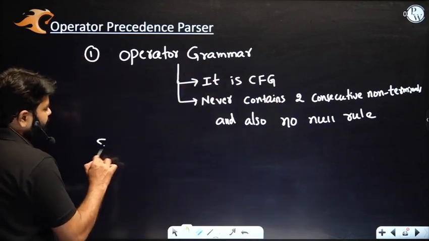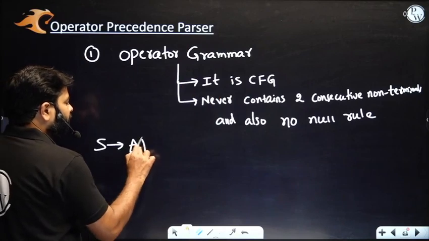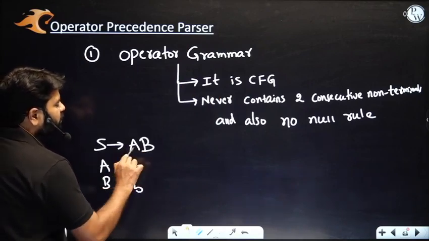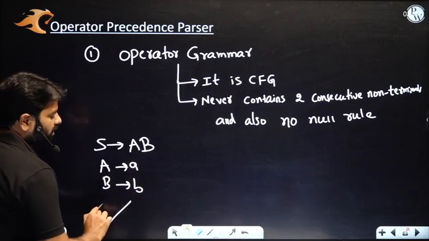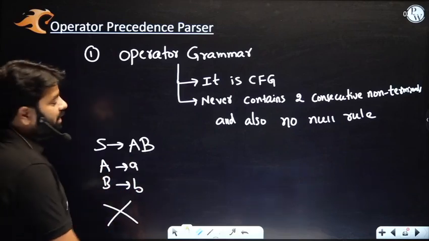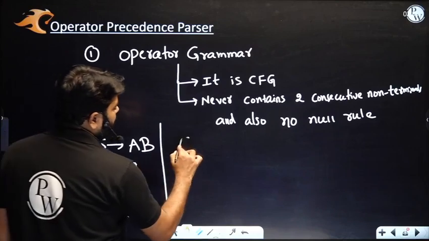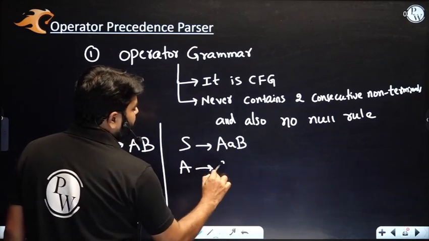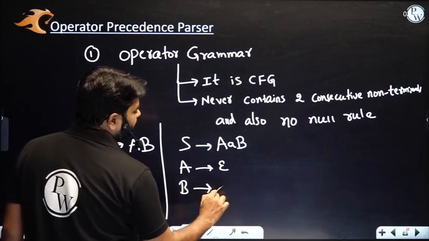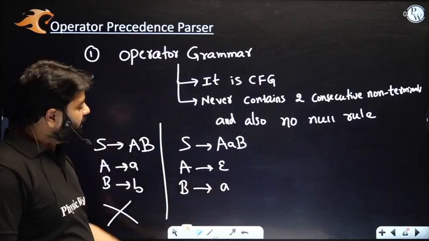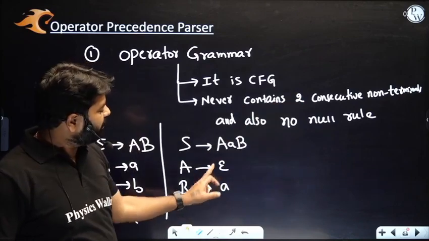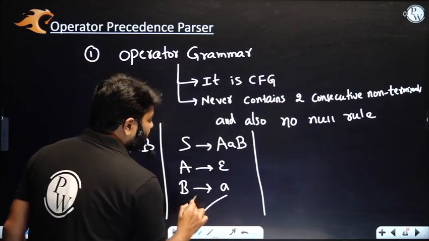Examples. If I write S derives AB, it's not an operator grammar at all. Why? Because you see 2 consecutive non-terminals. Then let me check another one. S derives AAB, and A derives epsilon, B derives A. Again it is not an operator grammar because a null production is there. Even if the two consecutive non-terminals are not there, the null production is there. So this is also not an operator grammar.